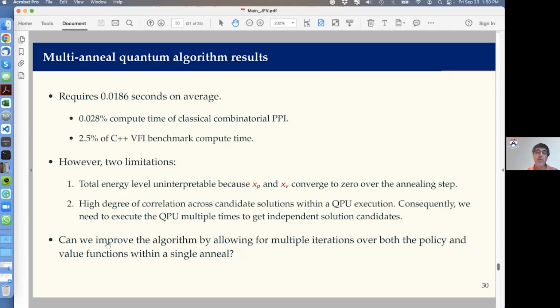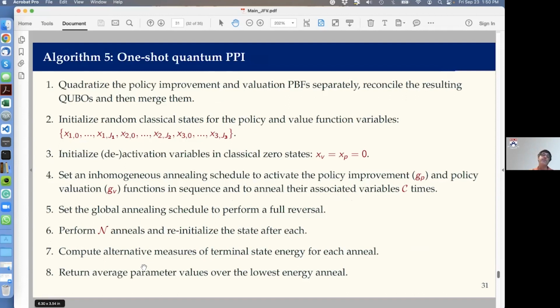Can we improve the algorithm by allowing for multiple iterations over both the policy and value function within a single annealer? And the answer is yes. And that's the very last algorithm that I want to present today.